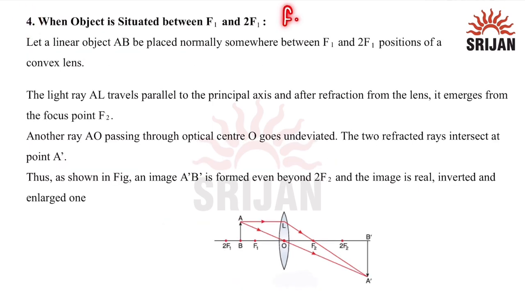Fourth is when the object is situated between f1 and 2f1. Let a linear object AB be placed normally somewhere between f1 and 2f1. Let AL be the light ray parallel to the principal axis, and after refraction from the lens it emerges from the focus point f2. Another ray AO passes through the optical center and goes undeviated. These two refracted rays intersect at a point A dash. Thus, as shown in the figure, an image A dash B dash is formed even beyond 2f2. This image is real, inverted and enlarged, as you can see in this particular figure. This is the object and this is the image.